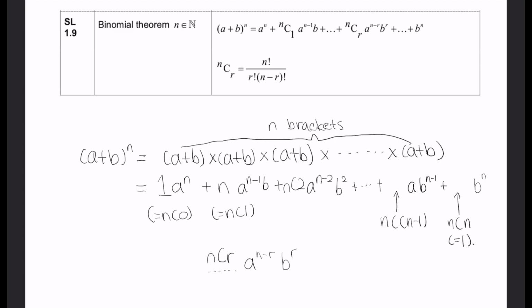Note that the C in nCr is called combination, and we will go through the derivation of this formula when we cover the HL only section of topic 1.